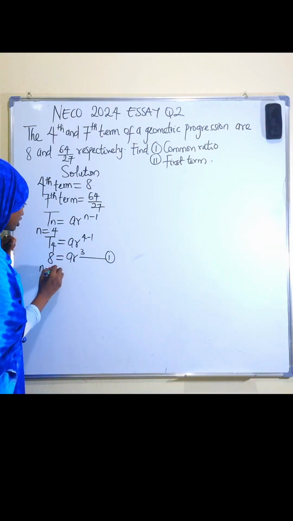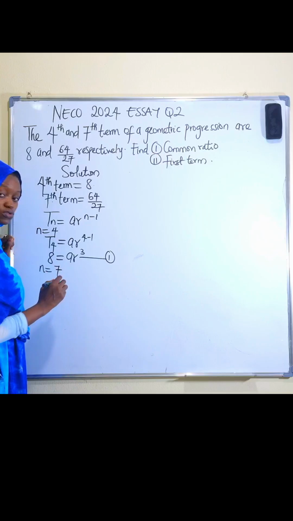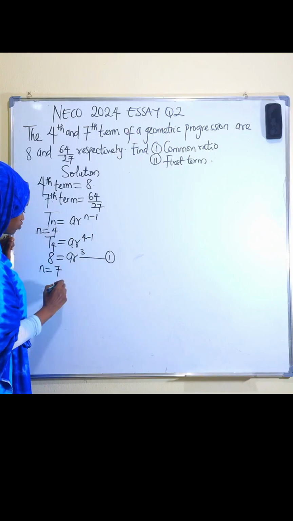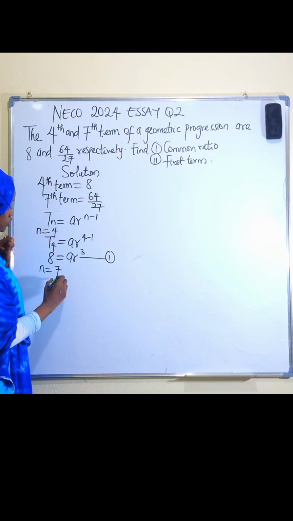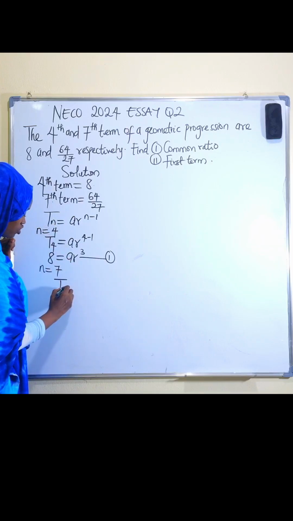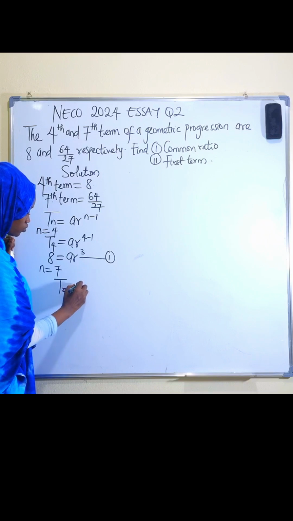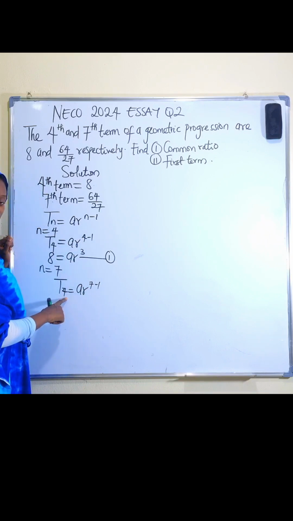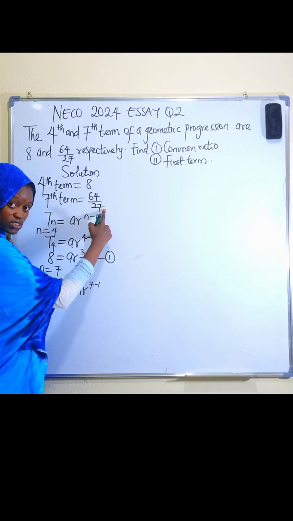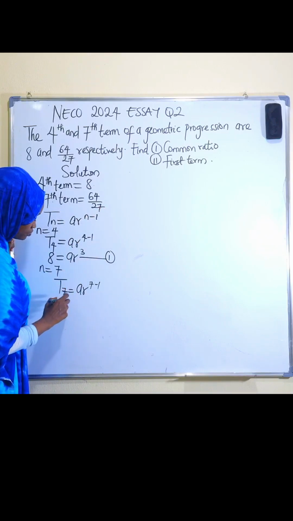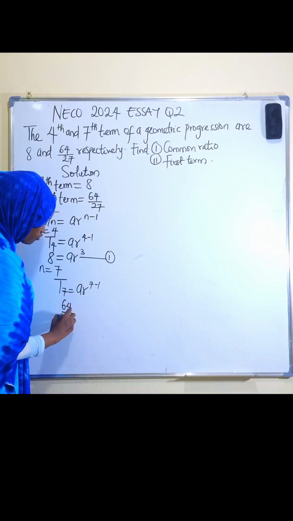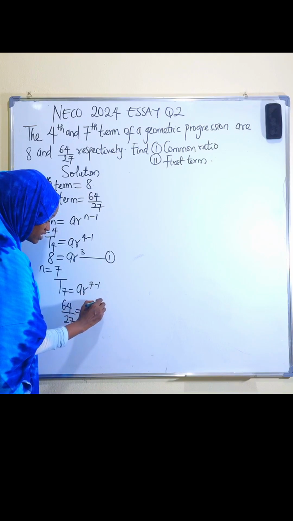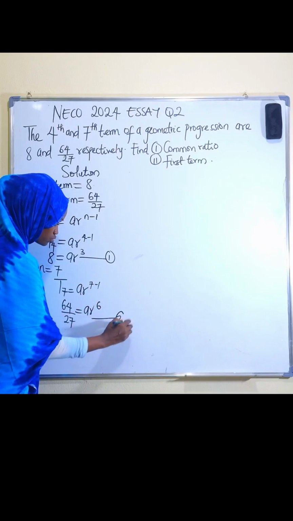The value for the n term is going to be what? 7. Using the same formula, Tn is equal to AR to the power of n minus 1. We substitute in the value of n as 7. So this becomes T7 is equal to AR to the power of 7 minus 1. We have the seventh term, which is given as 64 over 27. So here we have 64 over 27 is equal to AR to the power of 6, since 7 minus 1 here is 6. So we have our equation 2.